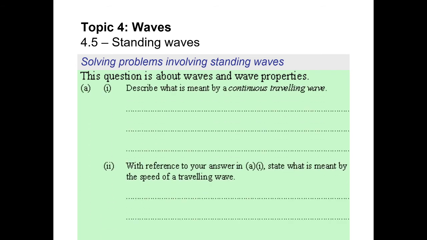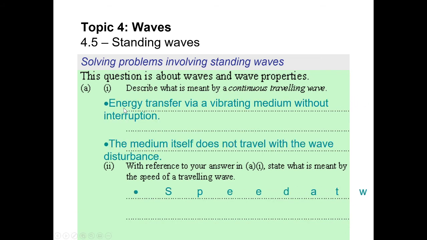All right, here we go. This question is about waves and wave properties. Part A, Part I. Describe what is meant by a continuous traveling wave. So there's two main parts to this. You have continuous and you have traveling wave. Okay, continuous means it should not be broken up. Okay, so energy is not interrupted. That covers the fact that it's continuous and it's a wave.